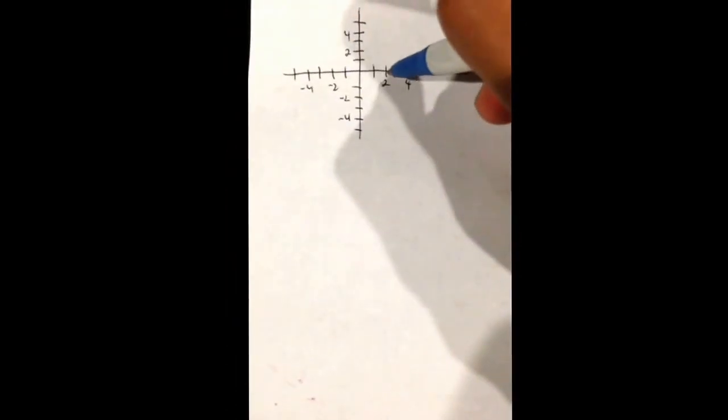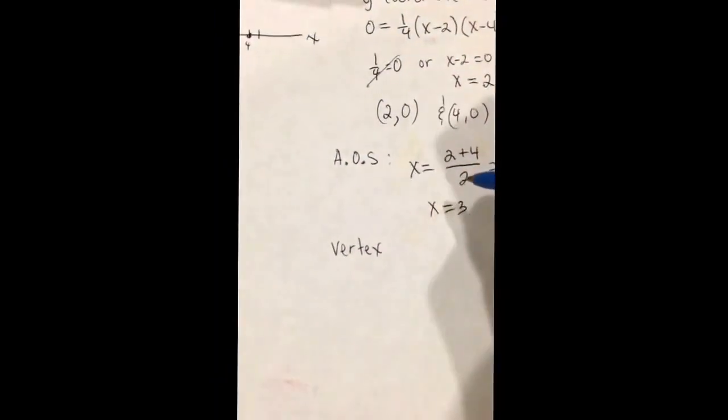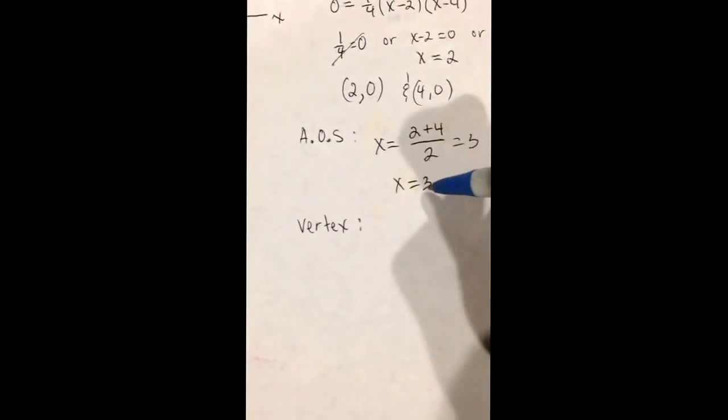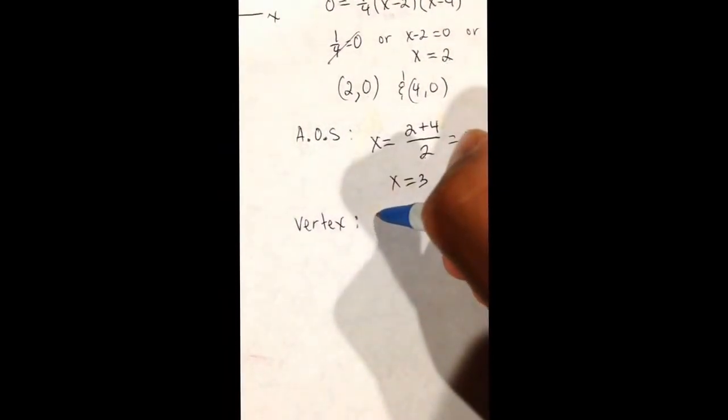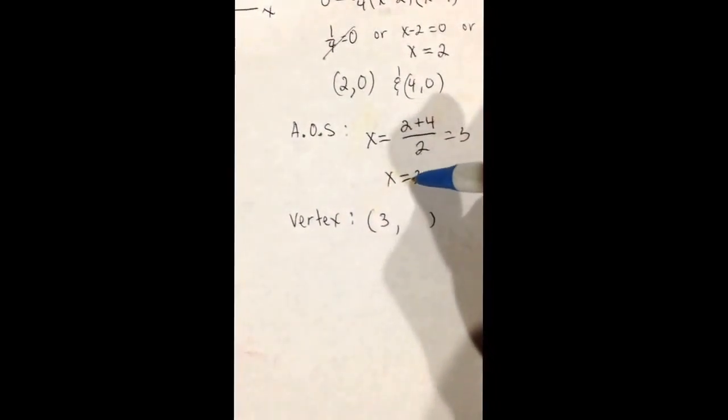Alright, so far we have your x-intercepts. Let's go ahead and graph that. That will be 2 and 4. And you have your axis of symmetry, which goes in the middle of 2 and 4. The next thing the question asks us to find is your vertex. And you know that the vertex lies on the axis of symmetry, so we already know the x-coordinate, which is 3, since it lies on the axis of symmetry.